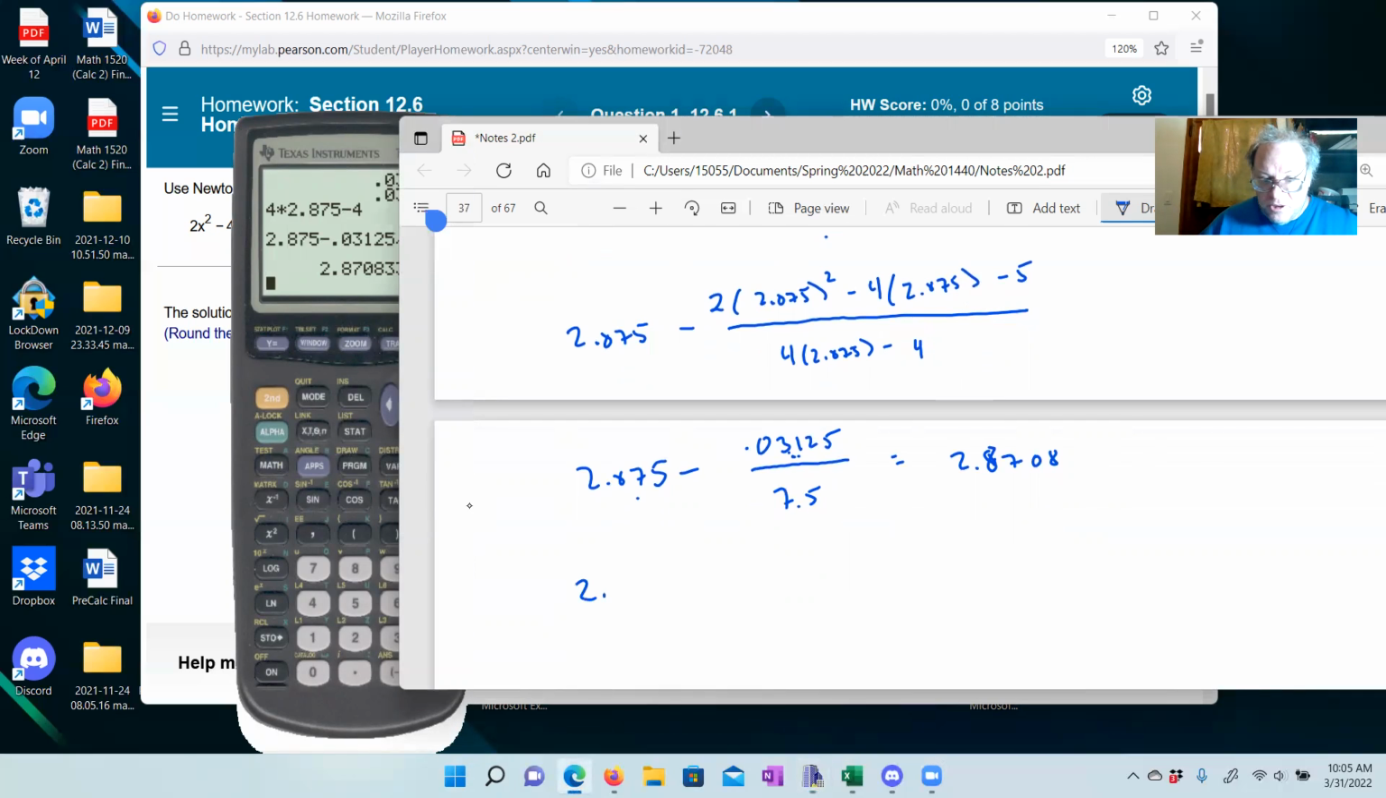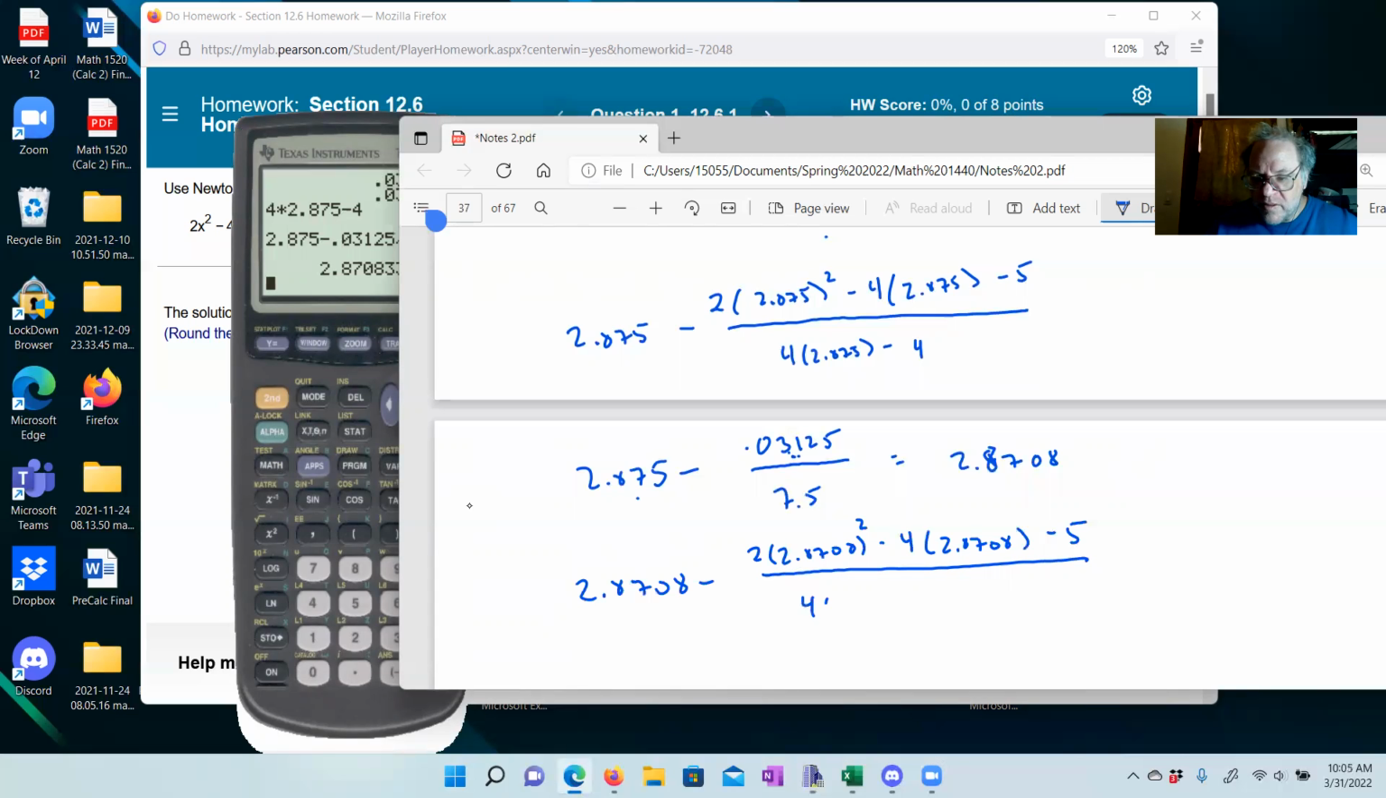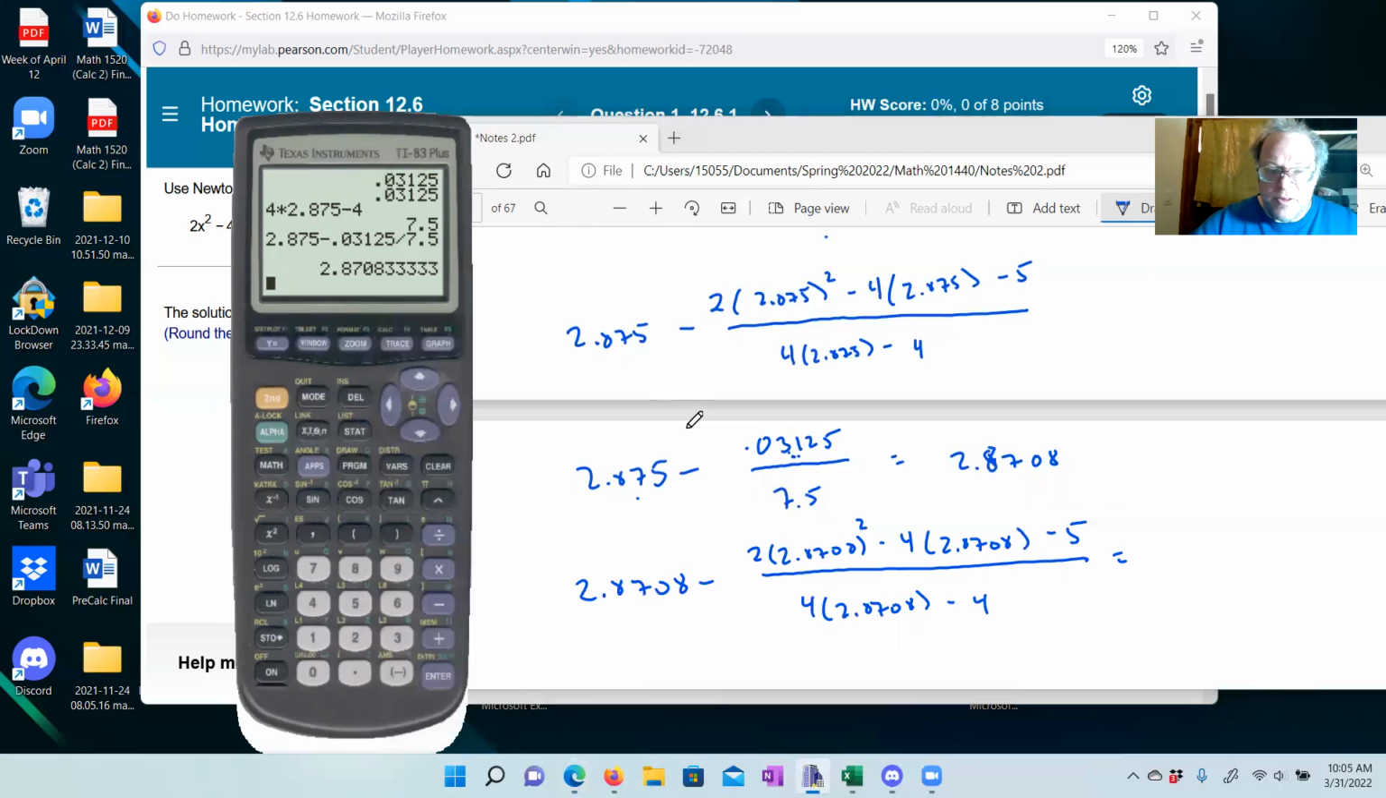So we have 2.8708 minus 2 times 2.8708 squared minus 4, 2.8708 minus 5, divided by 4 times 2.8708 minus 4. Okay, and then we'll get that answer.